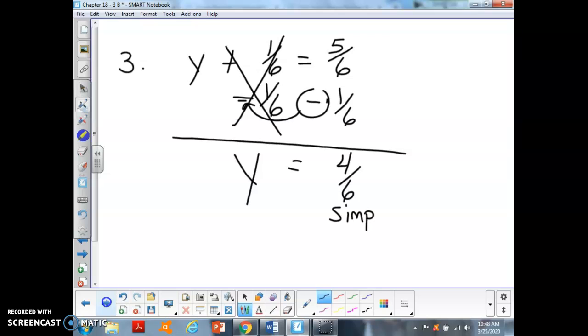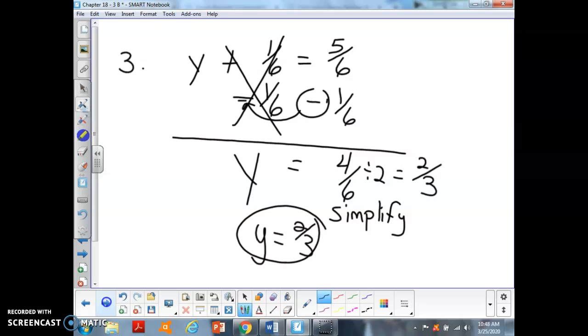Ooh, fractions, we always want to check. Can we simplify? Yes, we can. We divide both by 2. 4 divided by 2 is 2. 6 divided by 2 is 3. So our final answer, y equals 2/3. Our unknown variable y is 2/3.